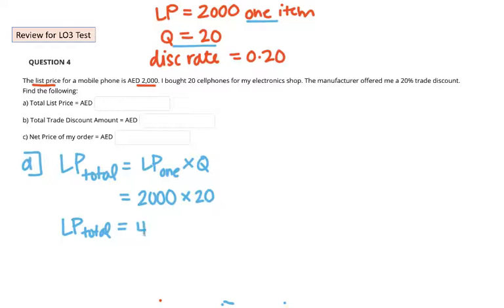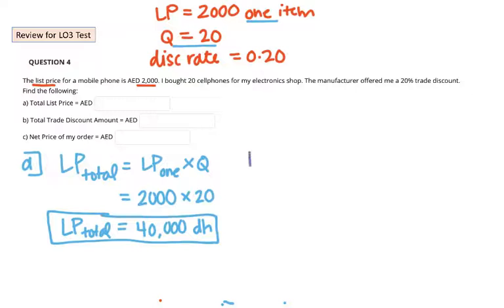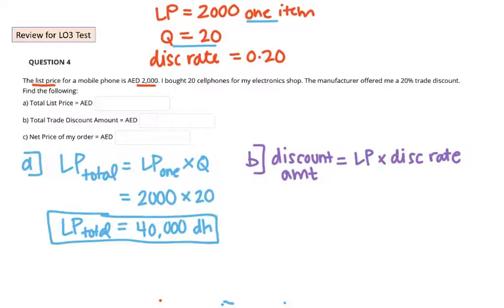So in this case, the total list price is 40,000 dirhams. Okay, let's move on to part B. Part B is asking for the discount amount. Well, the discount amount, this formula is given on your formula sheet.